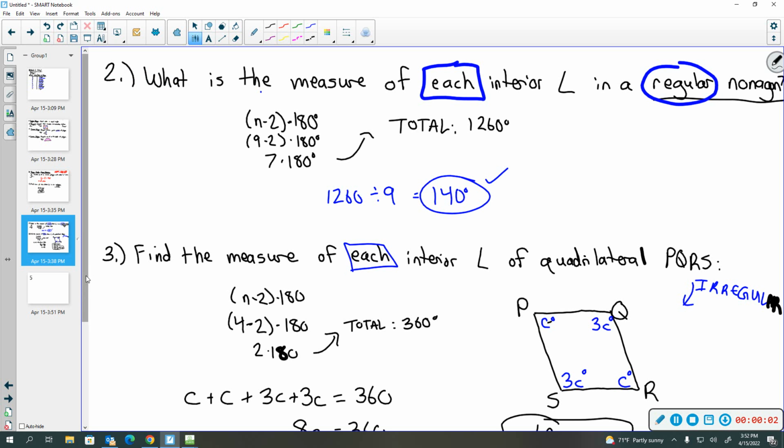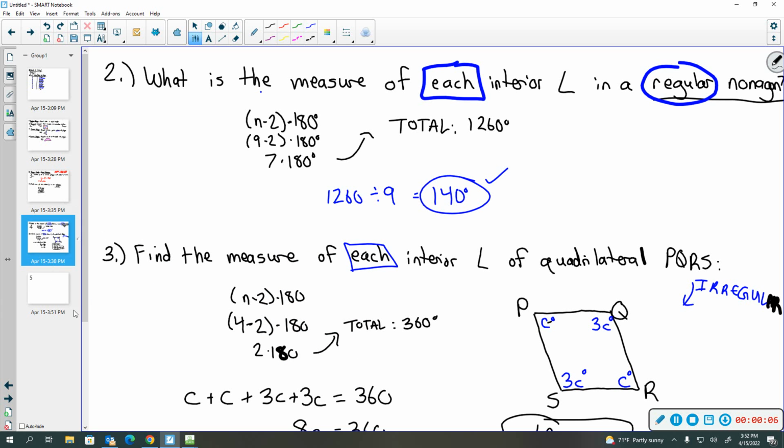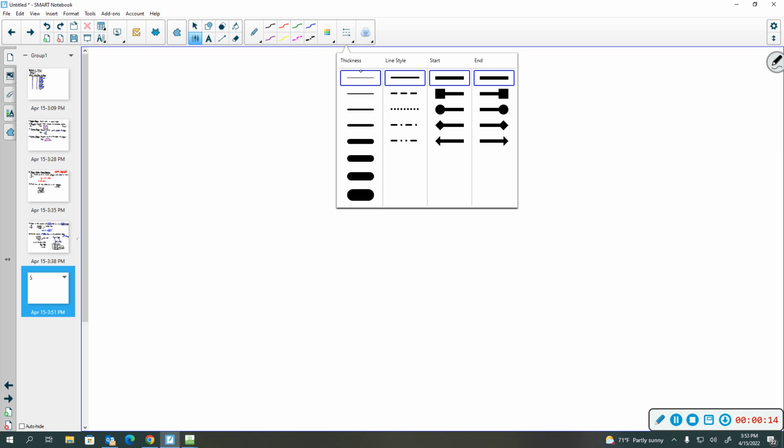Yesterday we started Notebook C Entry 1. Today we're going to finish it. So just add to the rest of your notes from Notebook C Entry 1, we'll begin with today's. We only talked about interior angles yesterday. Today we're switching and doing the exterior angles of a polygon.